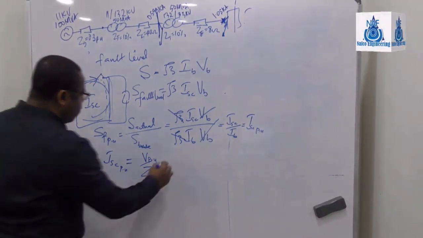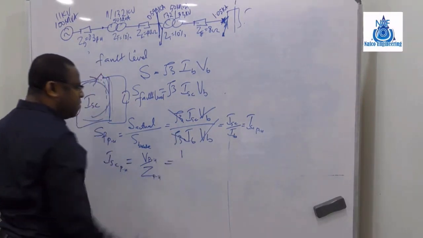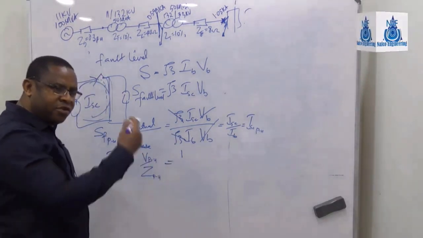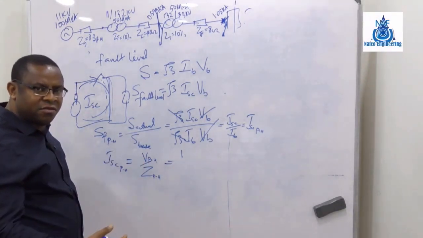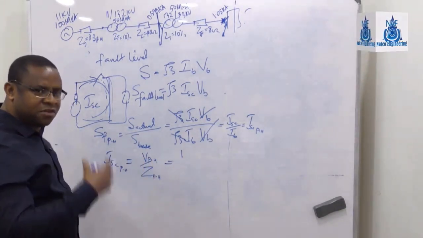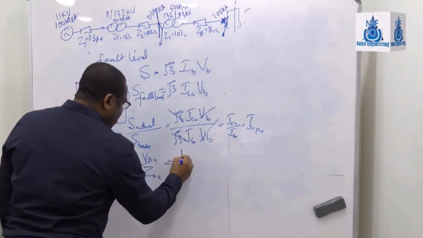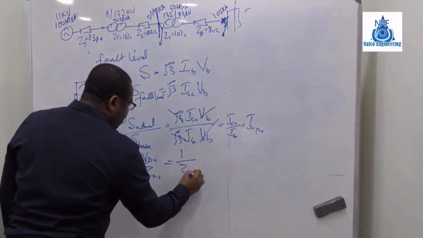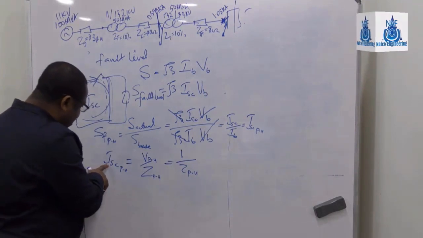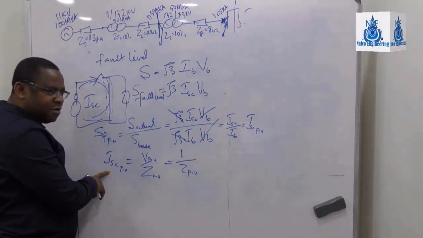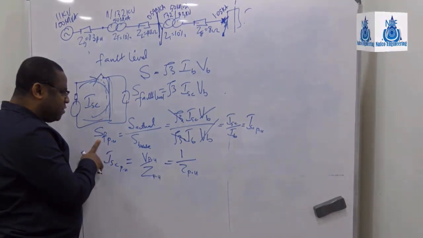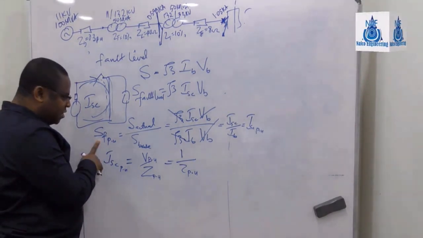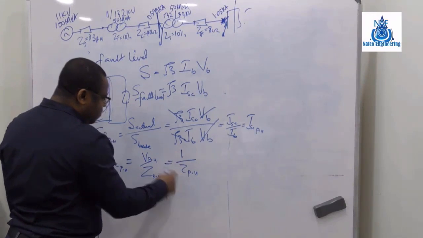Okay, and what is V in per unit? It is 1, remember? Because the voltage there is the actual value divided by the voltage there, which is the base value. So voltage over voltage will still give you 1. So you get 1 divided by Z per unit. So can you see that this I short circuit in per unit, which is the same thing as I fault in per unit, is 1 over Z in per unit.